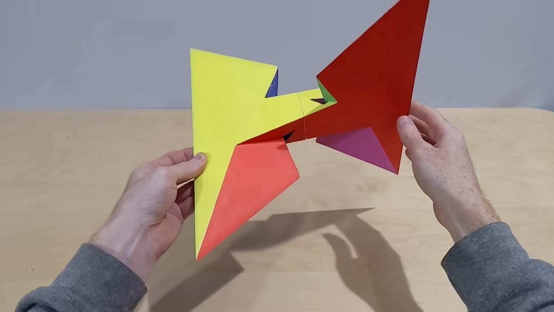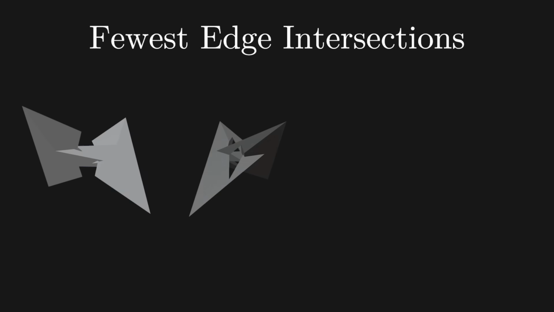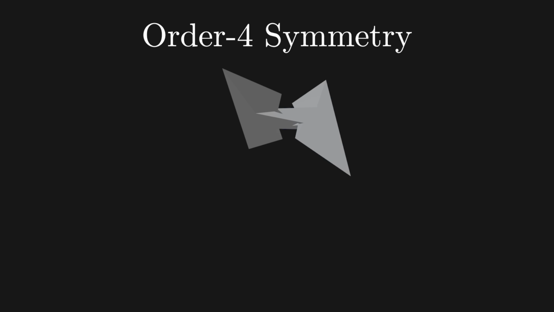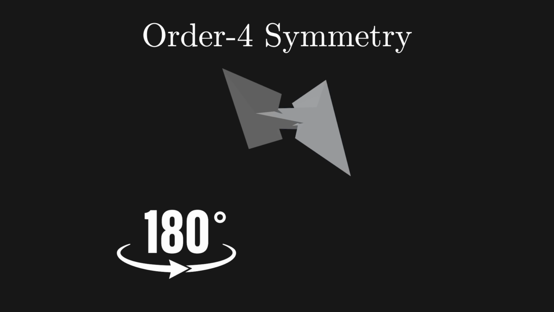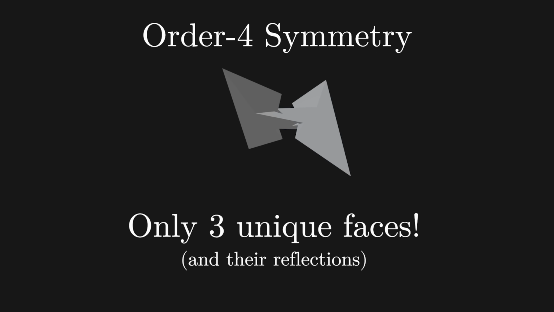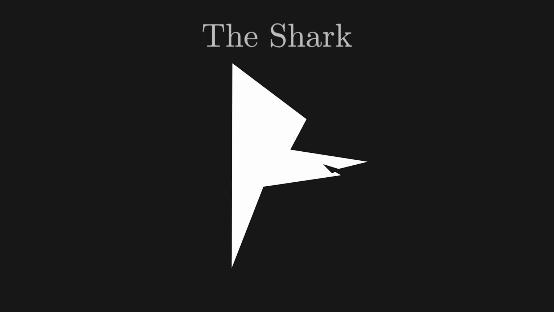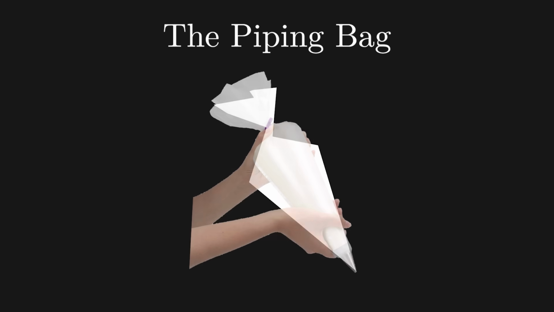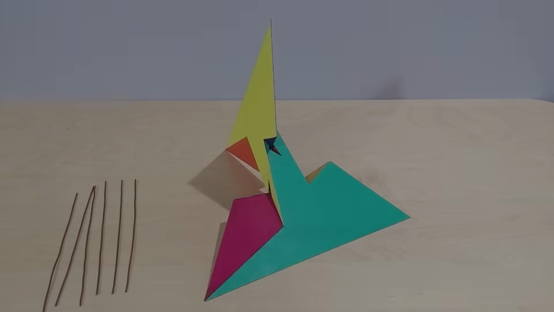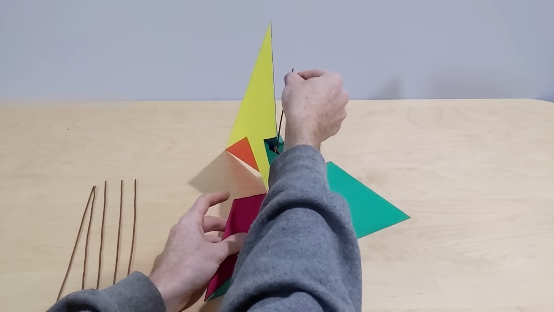First of all, it's not only minimally intersecting, but it's significantly better than the other symmetric ones, which each have 8 edge intersections. Next, it has the highest symmetry of all the solutions, 180 degree rotational symmetry and point reflection symmetry through the center. And because of all the symmetry, there's actually only 3 unique faces and their reflections, which I call the shark, the piping bag, and the pointy-headed duck.